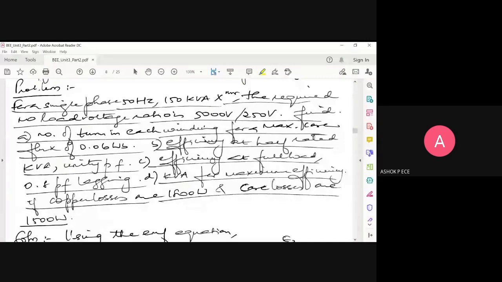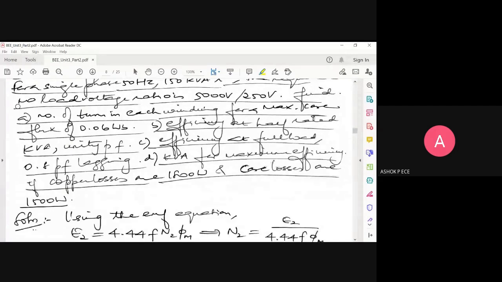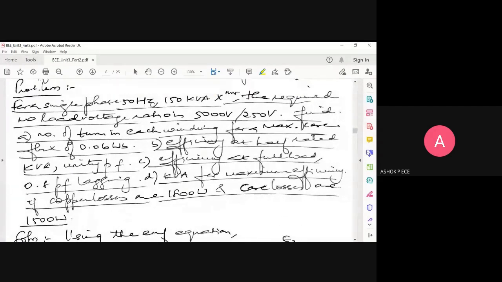So from the first thing, the 150 kVA, it is the volt ampere product for input and output. So V1 I1 equal to V2 I2 equal to 150 kVA. So that one is clear to you from the question. And 5000 by 250, 5000 is going to be what? Primary voltage. Yes, 5000 is primary voltage V1, 250 is secondary voltage V2. That is also given.